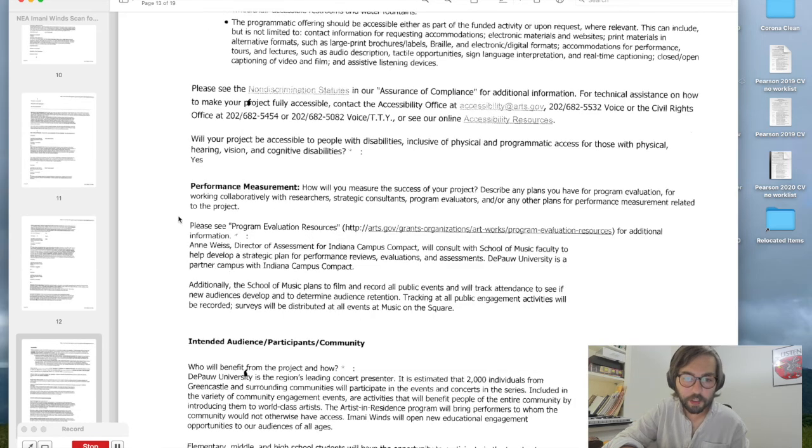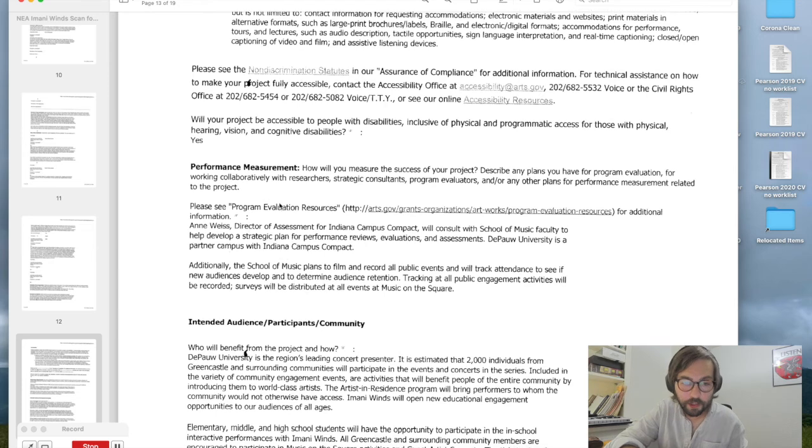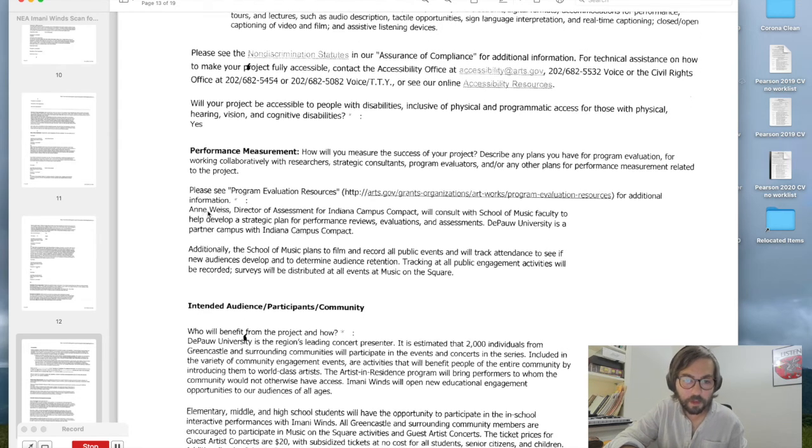So performance measurement, same idea of evaluation. And they have, for this project, Ann Weiss, Director of Assessment for Indiana Campus Compact, will consult with school music faculty to help develop a strategic plan for performance reviews, evaluations, and assessments. So a little vague, but that is again balanced by the fact that this is a group that DePaul University has worked with, and we have a specific person whose job it is to do this, right?